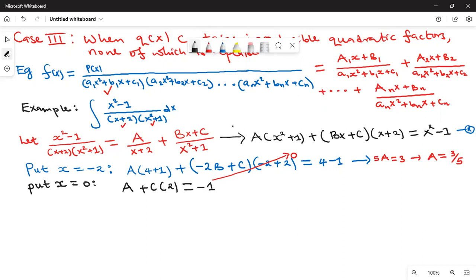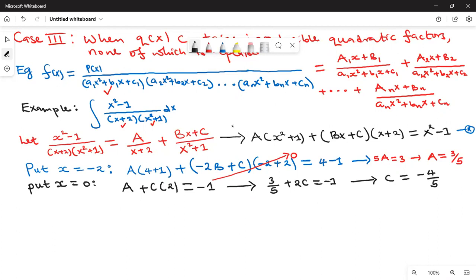But I know a is equal to 3 over 5. So let me replace. We have 3 over 5 plus 2c is equal to negative 1. Now, negative 1 minus 3 over 5. Remember, negative 1 is negative 5 over 5. Minus 3 over 5, that will be negative 8 over 5. And then you divide by 2 to get c. So this c will now be equal to negative 4 over 5. So we have found c.